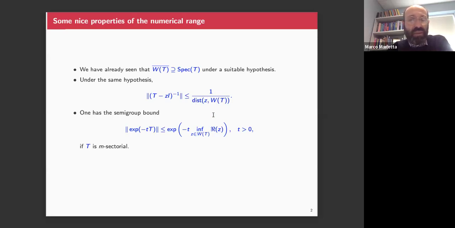And then I'm very conscious of the fact that this is going to be a result that's very well known to all the people in the semigroup community in m-sectorial operators. So you can bound the semigroup associated with T, if T is m-sectorial, by this exponential function here, and the coefficient that appears is the infimum of the real part of elements of the numerical range of T.